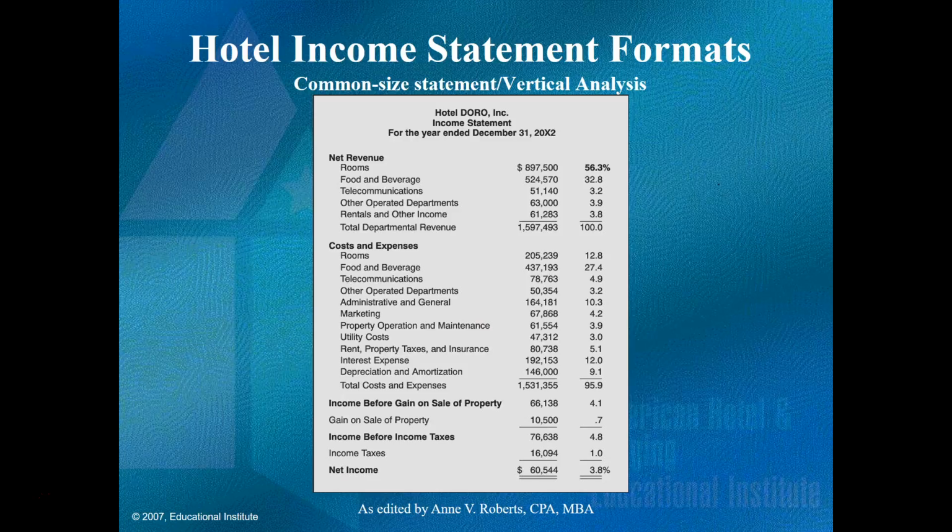Then, getting back to your question, Julia, the whole thing about how we take each one of those expenses and divide that by total revenues. Now, think about what the breakout is here. Out of every dollar that we earn in revenues, we're spending 12.8 cents for rooms. We're spending 27.4 cents for food and beverage. We're spending 4.9 cents in telecommunications. We're spending 10.3 cents in administrative and general. You get the idea here?